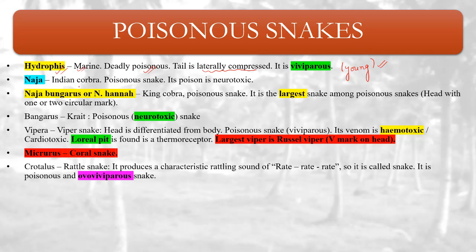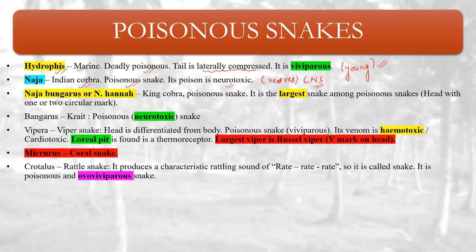Naja naja, Indian cobra, poisonous snake. Its poison is neurotoxic. Neurotoxic means it will paralyze the nerves, especially of the central nervous system. So neurotoxin acts on the nervous system, especially the venom of cobra, sea snake, coral snake, and krait.